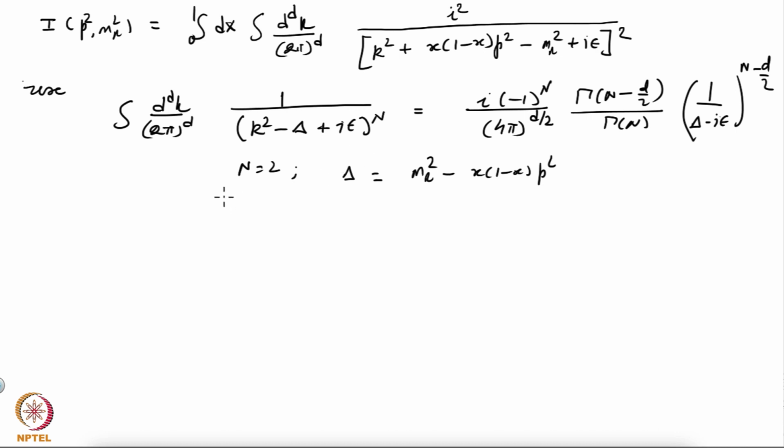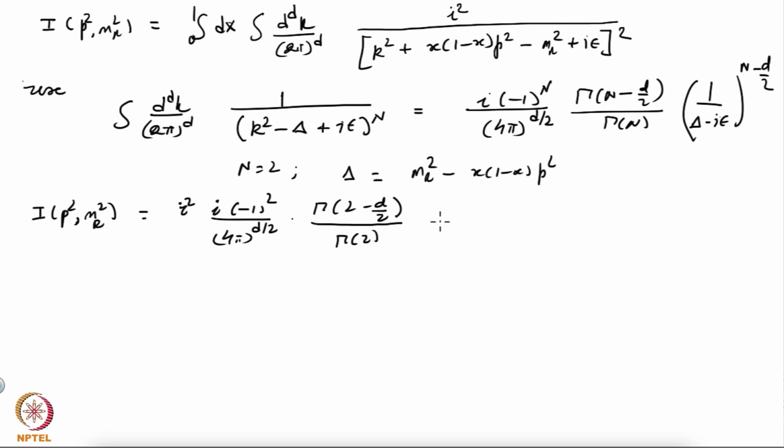So using this I get I to be this factor i², then you have i coming from here, then (−1)² which is 1, and you have (4π)^(−d/2). Then you have Γ(2 − d/2), capital N is 2, so this thing over Γ(2). And then you have integral 0 to 1 dx.